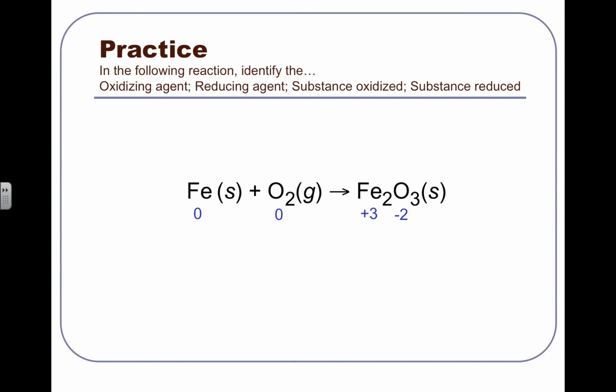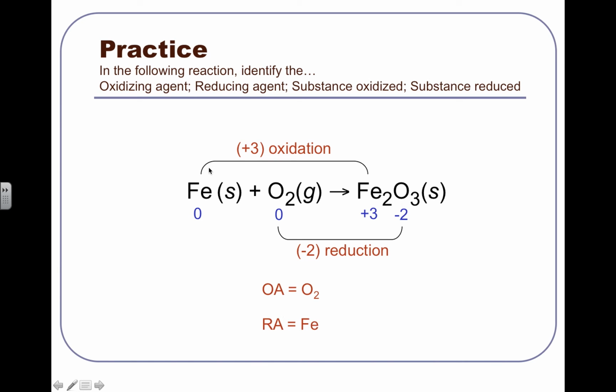Here it's pretty obvious who changed. If I look at iron, it went from 0 to +3. That means it lost 3 electrons. It was oxidized. And oxygen was reduced. So we identified the substance oxidized and the substance reduced. I always do those first and then come back to the agents, just from the way I think about it. If you can go straight to the agents, great. Order doesn't matter. The oxidizing agent is the substance that was reduced, so here it's oxygen. And the reducing agent is the thing that was oxidized, so here it's iron.